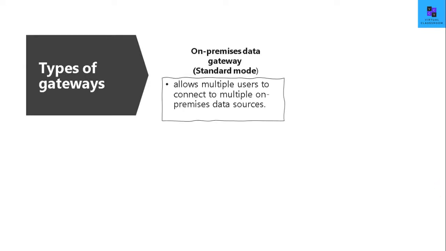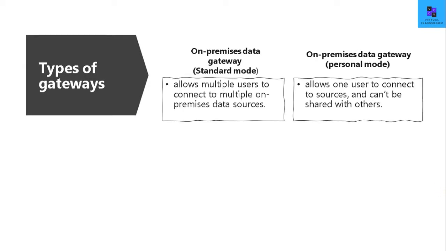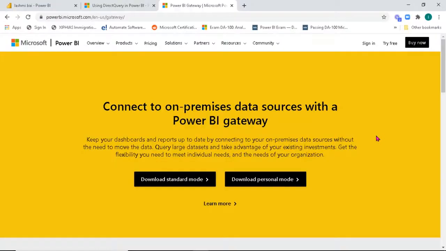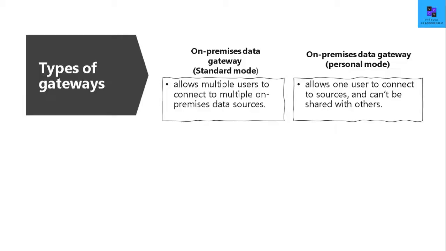There are two types of gateways available, one in standard mode and the other in personal mode. There's a link on the Microsoft.com website where you can go and download the Power BI Gateway. Standard mode is where multiple users can have access to it. In personal mode, only one user can have access to it.